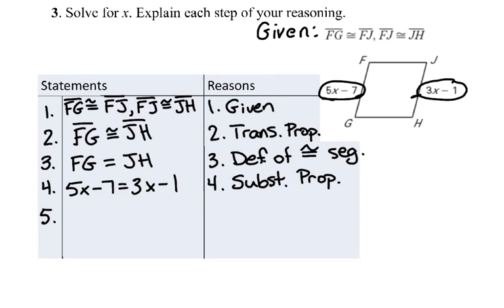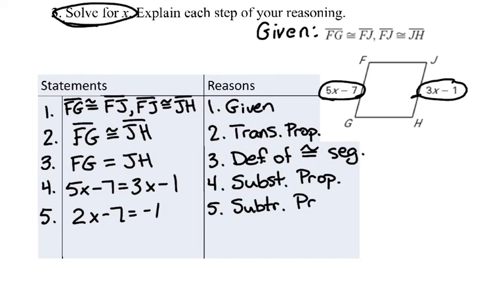Okay, step 5, we solve, because it says solve for x. So now solve. We can subtract 3x from both sides. So using the subtraction property, we will get 2x minus 7 equals negative 1. So use the subtraction property of equality.